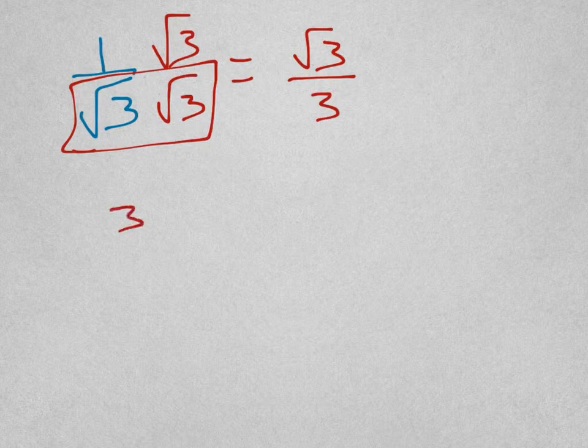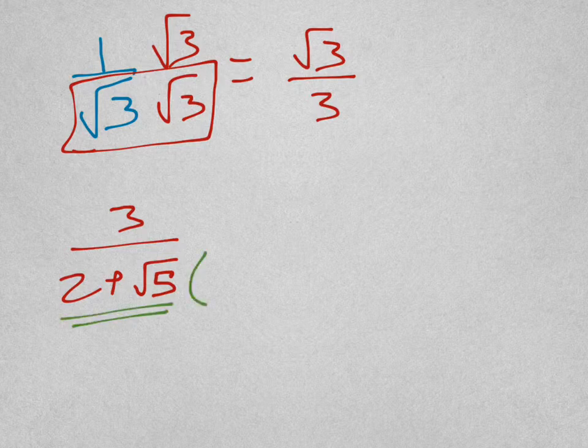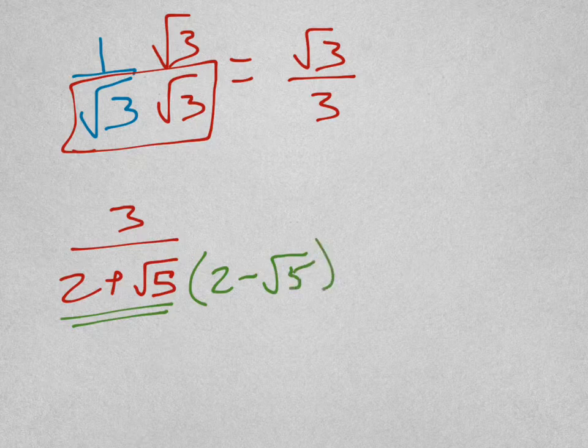Let's do another one that you may see. 3 over 2 plus root 5. This is a little bit different trick that you have to use here, and it's called multiplying by the conjugate. So to get rid of that, what I have to multiply it by is I change the sign inside here and I multiply it on the top and the bottom.